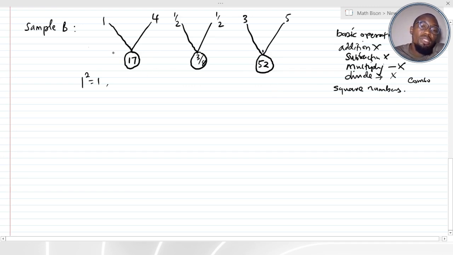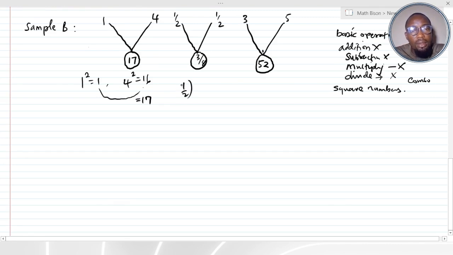Let's see. 1 squared is 1, but because this number is still far away, this 17 is still so high, I may want to even try 4 squared. 4 squared, and I'll have 16. And somehow, immediately I said 4 squared 16, I am seeing that 1 plus 16 can actually give me 17. But is this the case? Is this the story that the pattern is telling us? For us to know, we have to check with this.